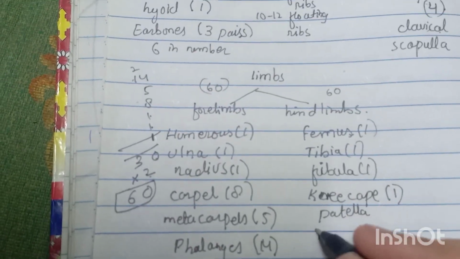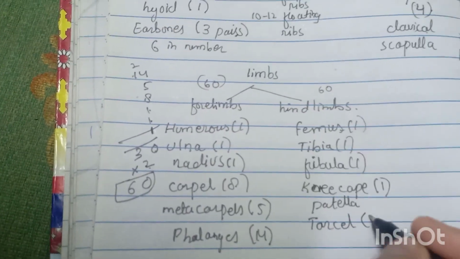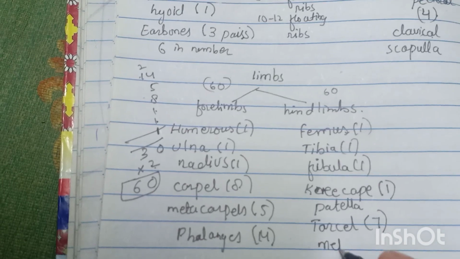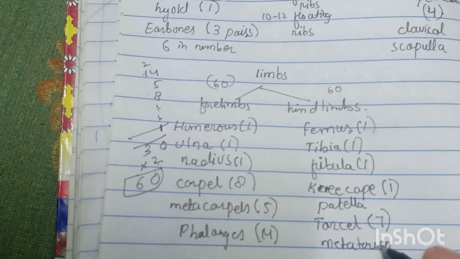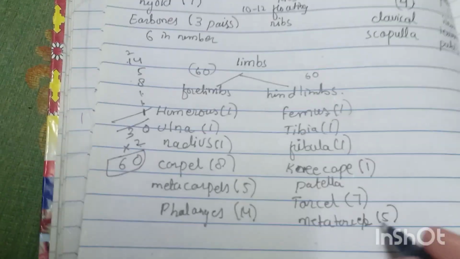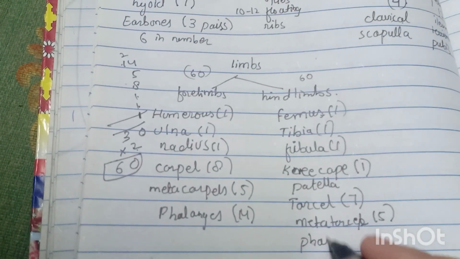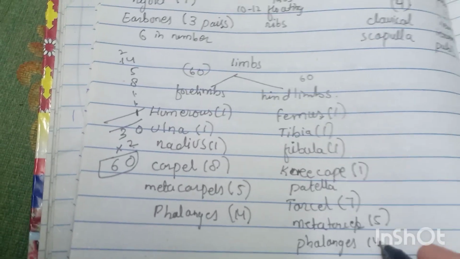Here we had carpals, here we will have tarsals. They are 7 in number. Metatarsals, it is 5 in number. And talking about phalanges, these are 14 in number.